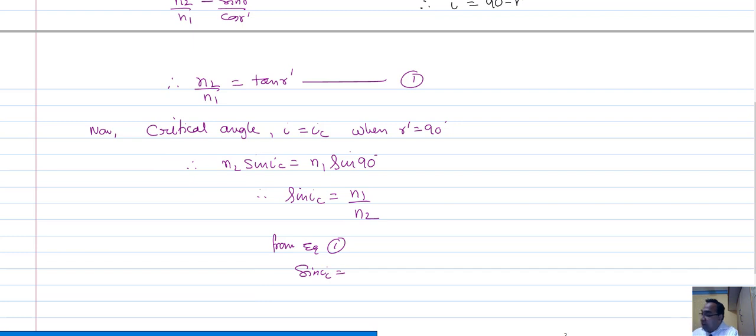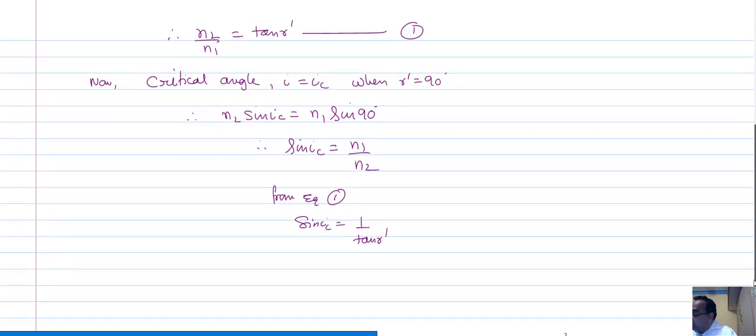Now what we are getting is sin of critical angle is N1 by N2, and from equation 1 what we can say is N1 by N2 is 1 by tan of r dash. So therefore sin of critical angle is cot of r dash. So from this you can write that critical angle is sin inverse of cot r dash, or sin of critical angle is equal to cot.